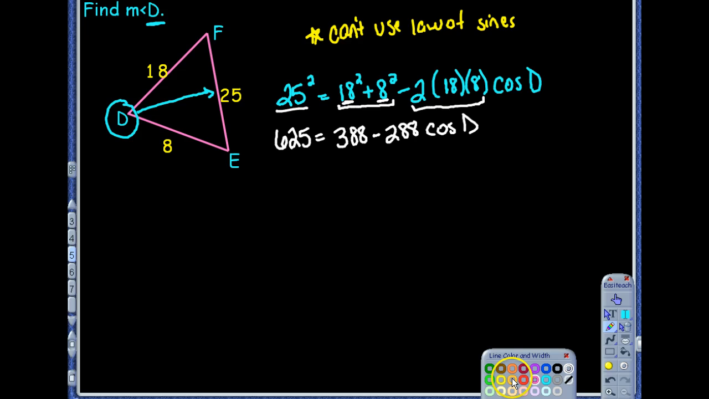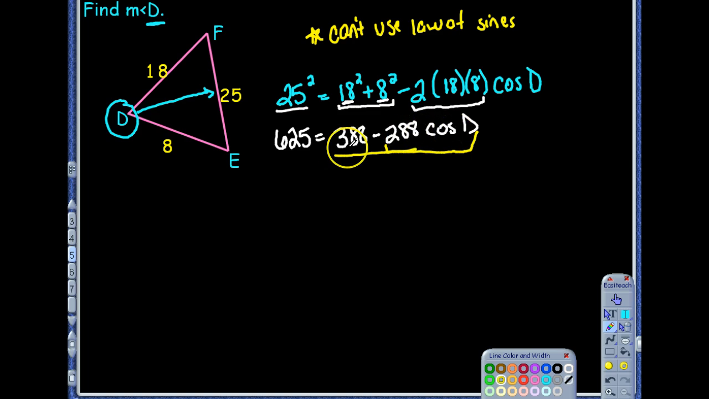What about if I do 388 minus 288 and just call that 100? Yeah, well, that seems like that'd be a great idea, except then it doesn't follow order of operations. And why is that? Because we have multiplication that's going on when I take the negative 288 times the cosine of D.